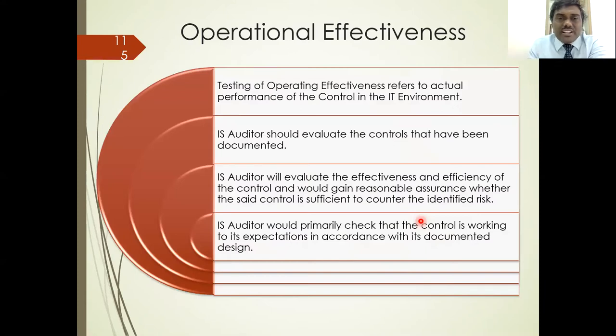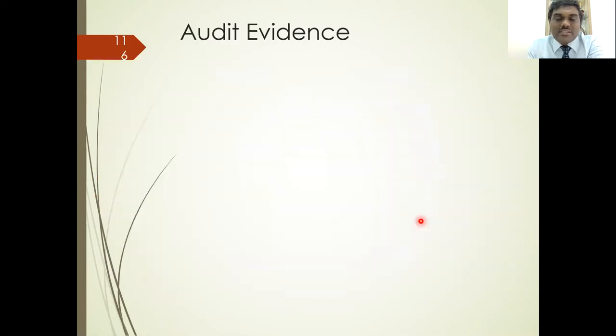Next comes your operational effectiveness. Operational effectiveness is where you go to the details, whether the transaction details are accurate or not. Whether the information in the transactions is accurate, whether the transactions are effectively taking place, what the efficiency is, all of that comes under your operational effectiveness.